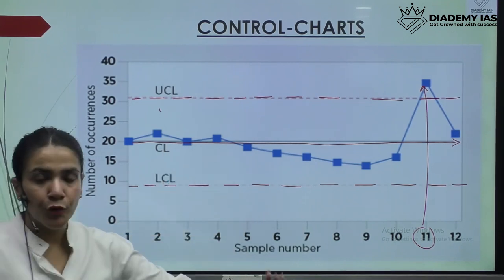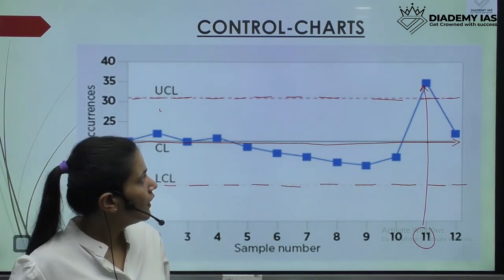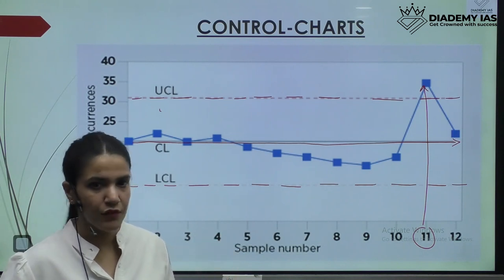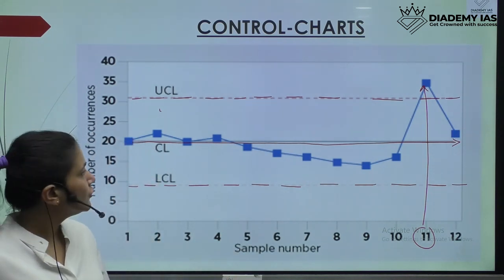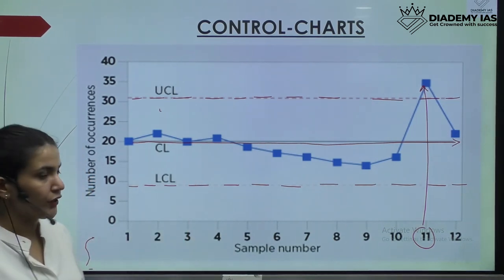In today's class I'm going to be teaching you how to draw these control charts. We are going to be doing specifically P charts. So yes, we are going to be taking that today. Just have a look at this and make sure that you can understand how these control charts are plotted.